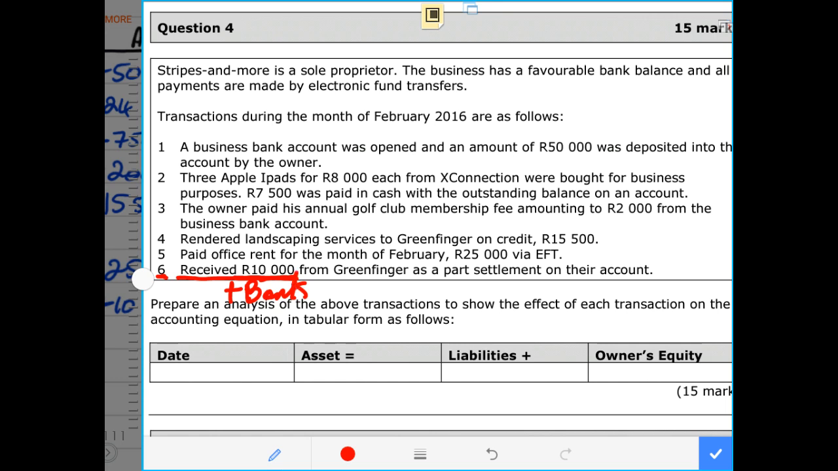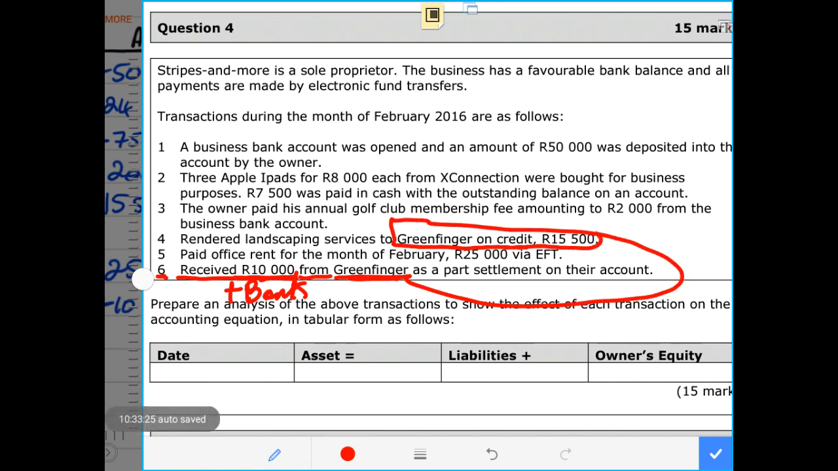I've recorded that. Where is the 10,000 coming from? From Greenfinger. Who is Greenfinger? Greenfinger is the customer that we rendered a service to on account previously, which was 15,500. Previously, we rendered a service to Greenfinger on credit. So now Greenfinger is paying us. This is a sign that Greenfinger was a debtor, or an asset, account receivable. Therefore, now he is paying us.